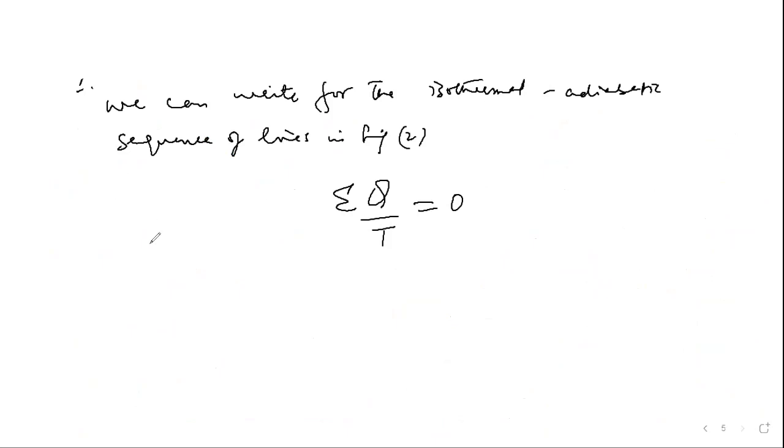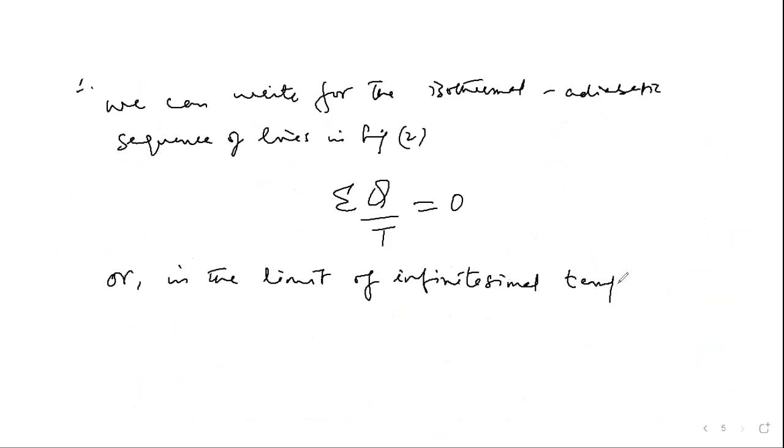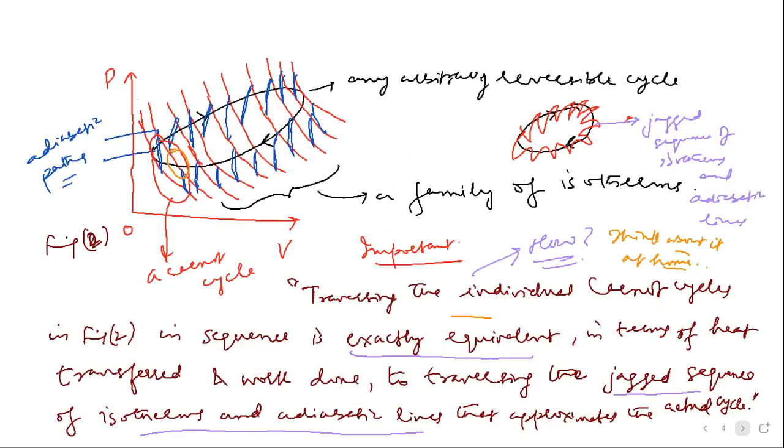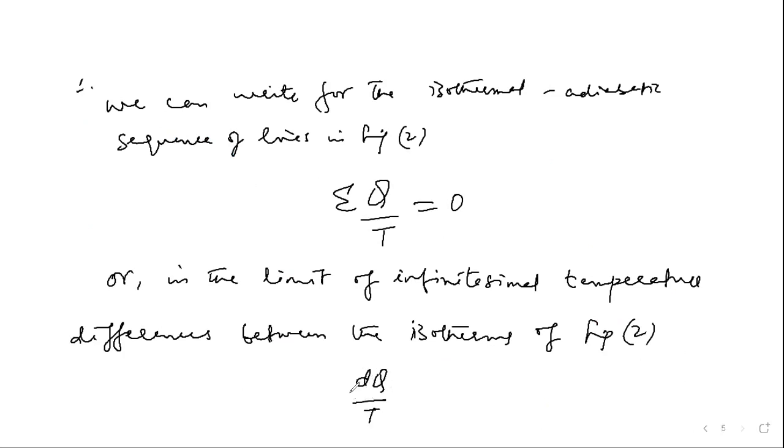So I can write, in the limit of infinitesimal temperature differences between the isotherms of figure 2, this is my figure 2, I can write closed integral dq by T is 0. This sum will become integral.